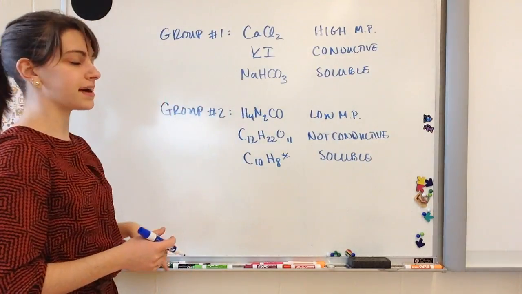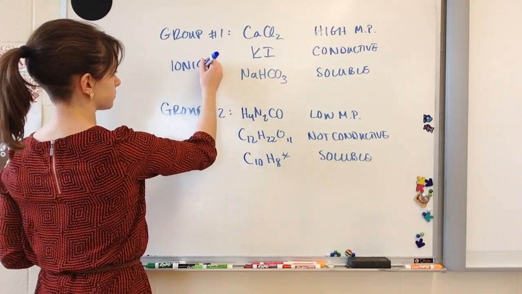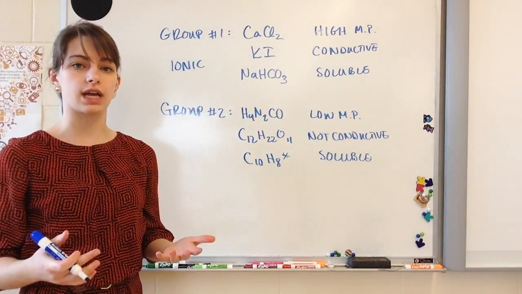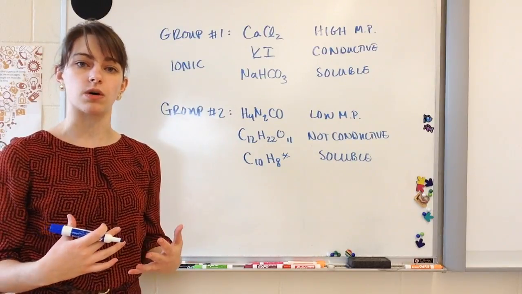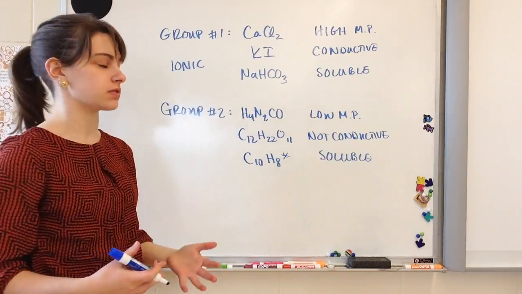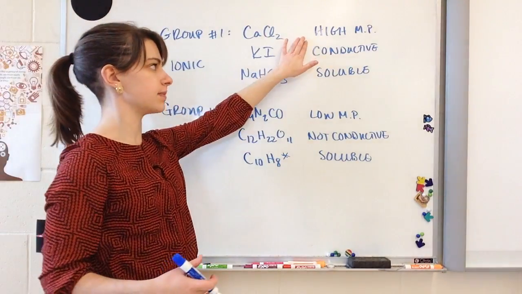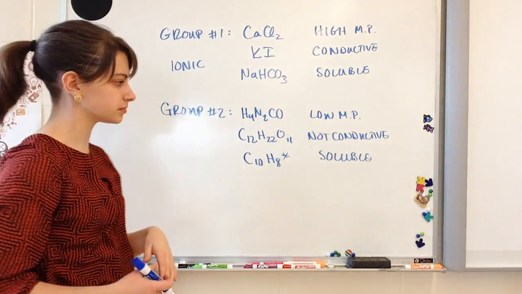Our group one compounds have a special name. They're called ionic compounds. Because between those atoms and the compounds, they form ionic bonds, and we're going to talk about those more later. But they form ionic bonds, so they're called ionic compounds. All ionic compounds have a high melting point, they're conductive in solution, and they're soluble in water.